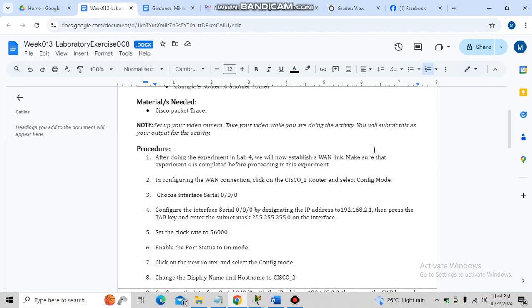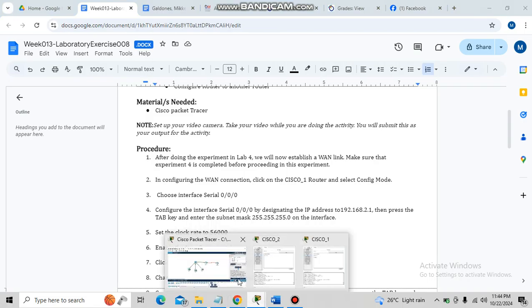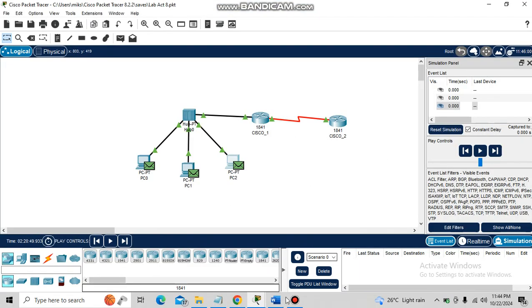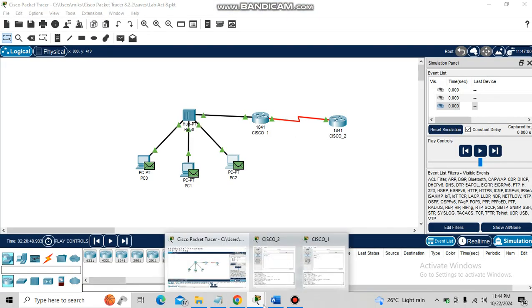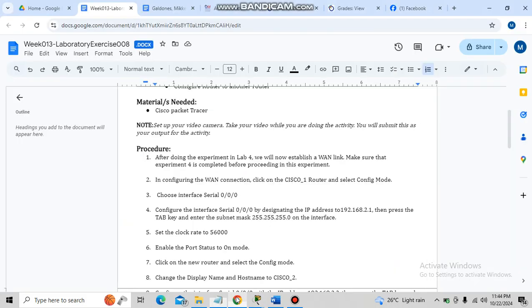So, anyway, in this particular exercise, I was tasked to pick up where I left off from our laboratory exercise number 4, which involves three PCs, a switch, and two routers, which is over here. And then I was asked to configure it in order for the routers to be able to simulate a WAN or wide area network link.